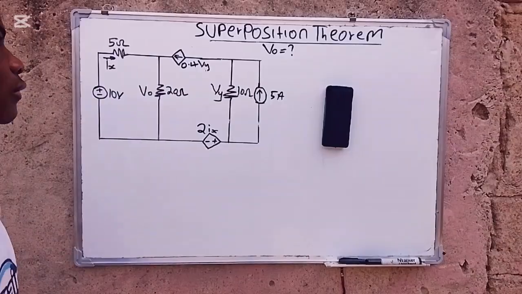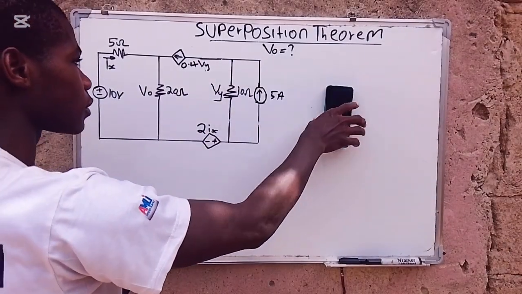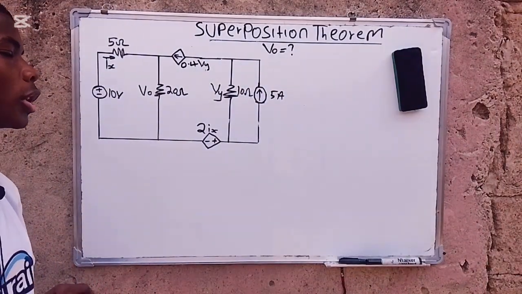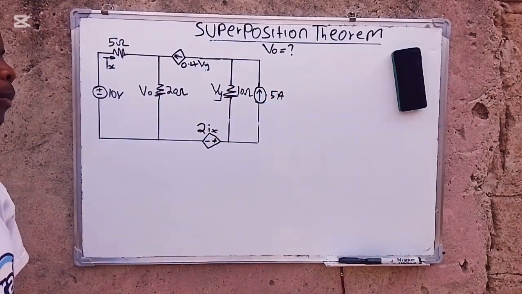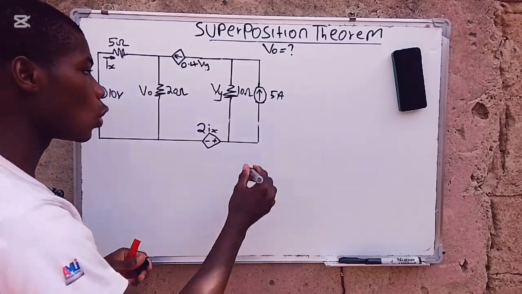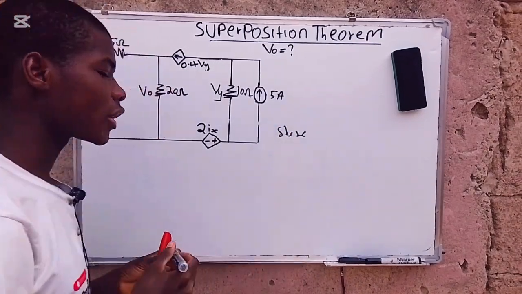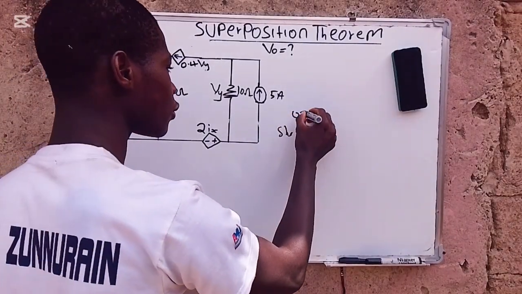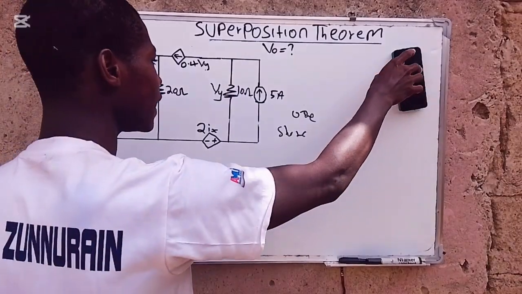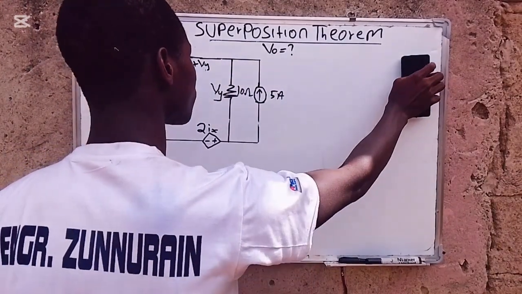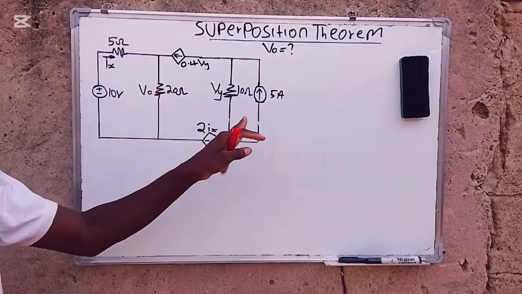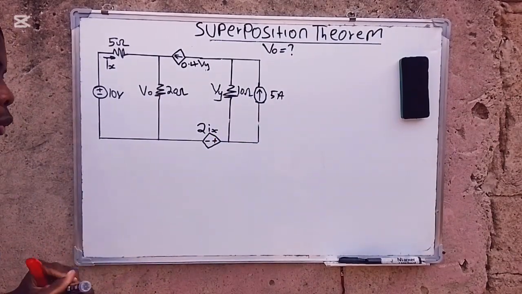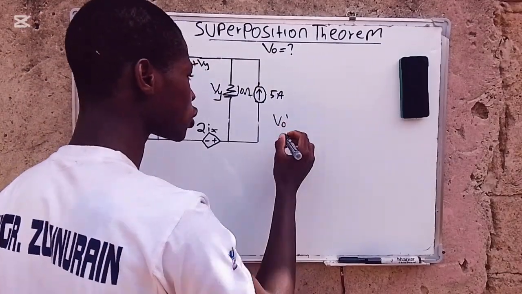So how can we solve this kind of problem? The problem says we have to find V0. So we have to first know the superposition theorem. Suppose we are asked to find V0. As we all know, we are short-circuiting the voltage, and therefore we open-circuit the current. So in this problem, the first thing we are going to do is open-circuit the current. After that, we will first find V0 prime.